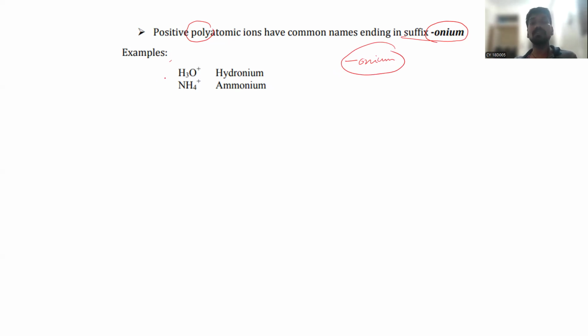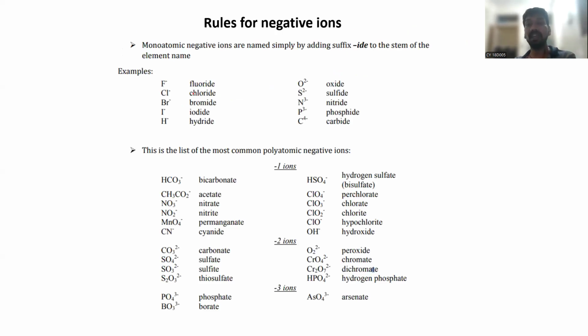So here we are discussing some examples: H3O positive, which we know as hydronium ion. Then NH4 positive, we call it ammonium ion. Okay, so these are all positive ions. Now we are going to cover some of the negative ions. As we already discussed, for negative ions we end up with IDE.